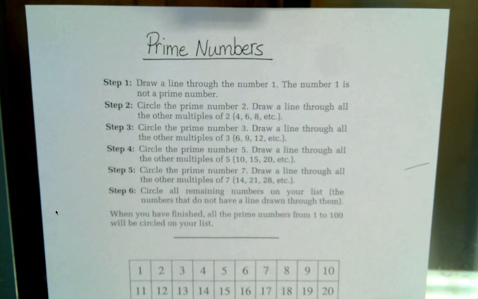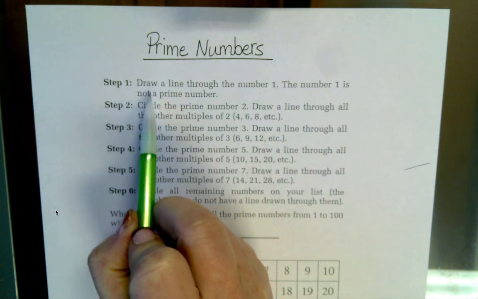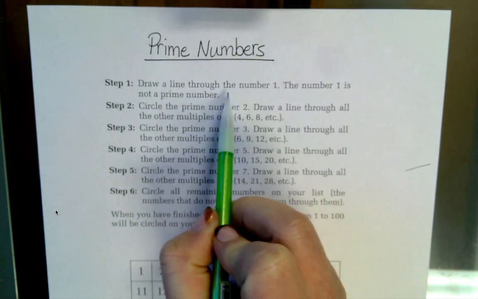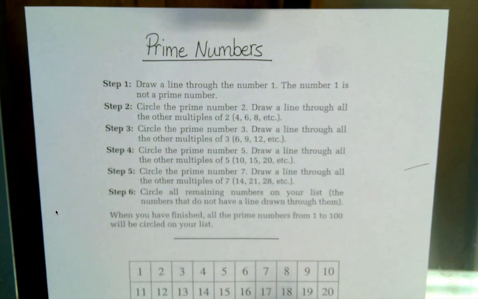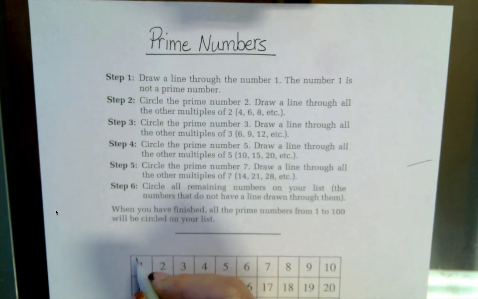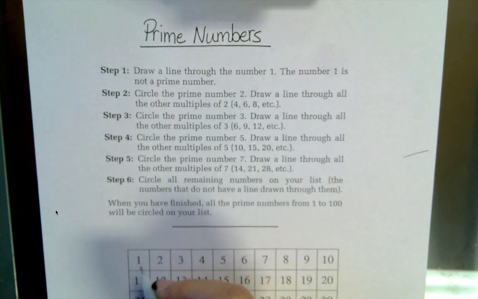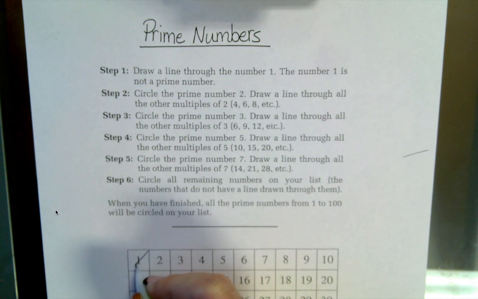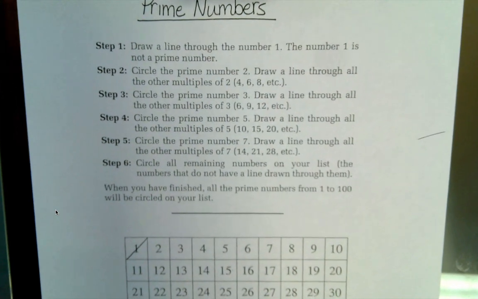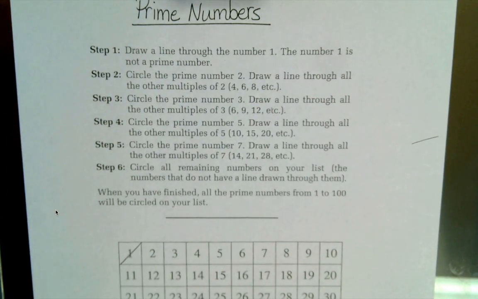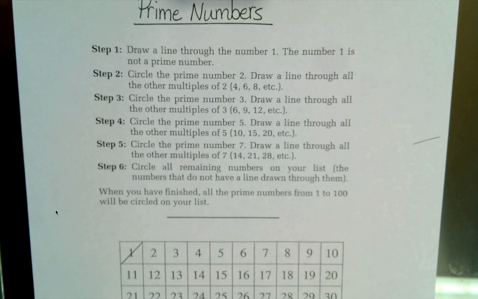So we're going to start with step 1. We're going to draw a line through the number 1. The number 1 is not a prime number. So we're going to draw a line through number 1, okay? Because number 1 is neither prime nor composite. Remember, prime numbers, as we have learned in the beginning of the year, have two factors, 1 and itself.